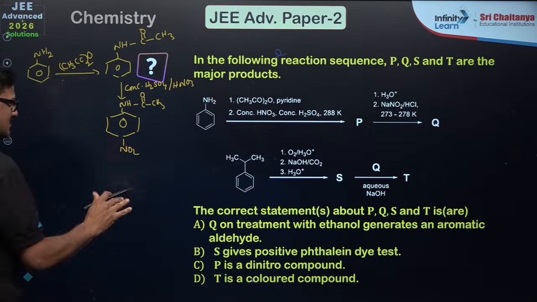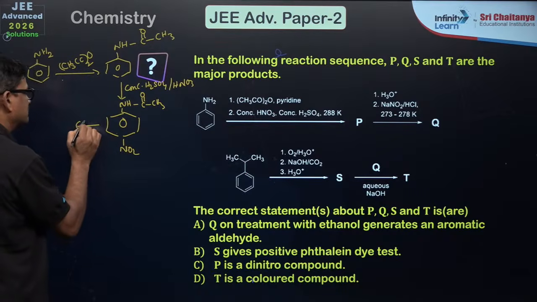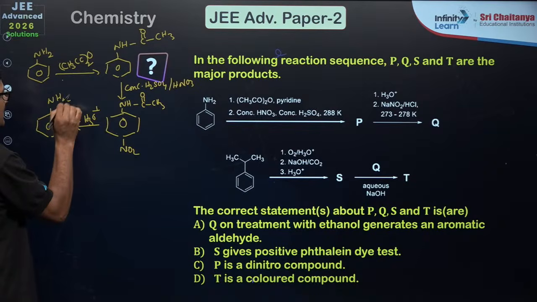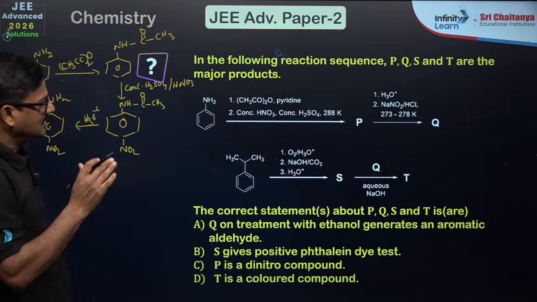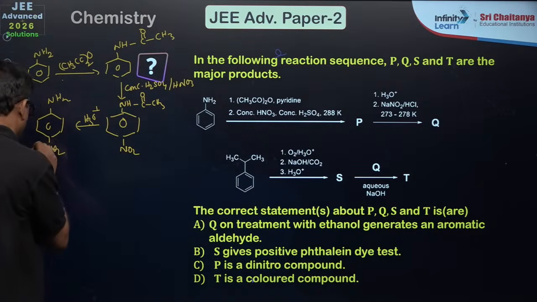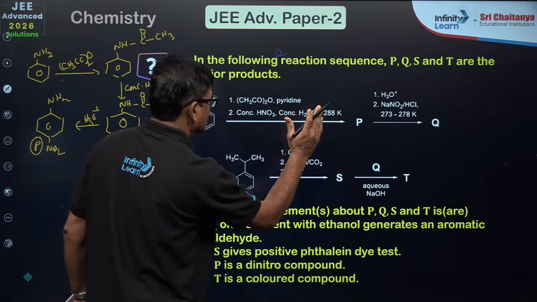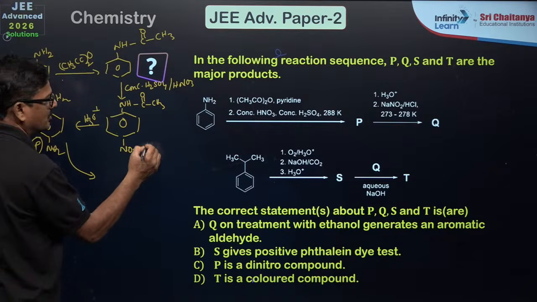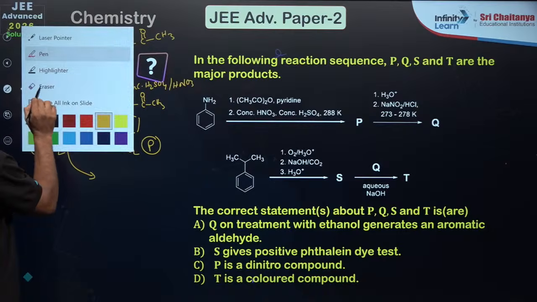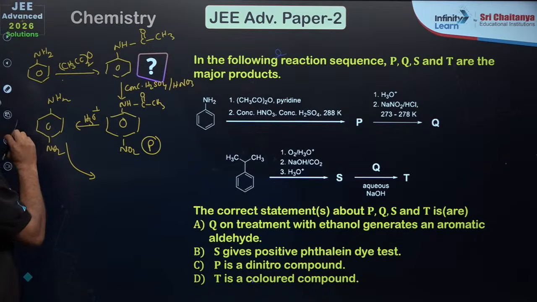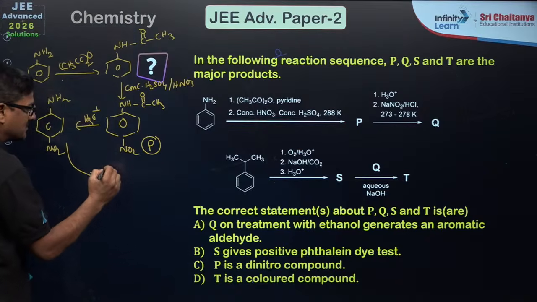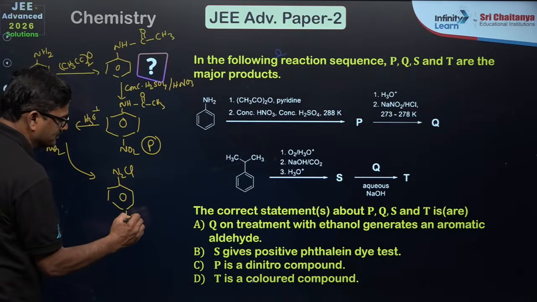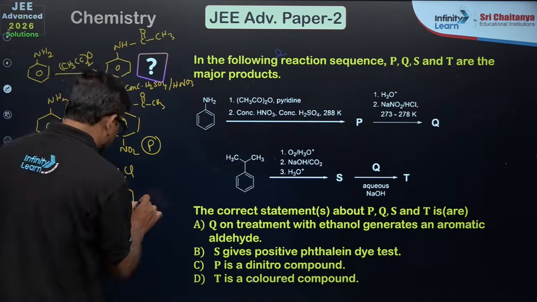Now, this is hydrolyzed to get aniline back with nitro. This is your P, and this is treated with NaNO2 HCl. Diazotization takes place, N2Cl and NO2. Okay, this is your Q.